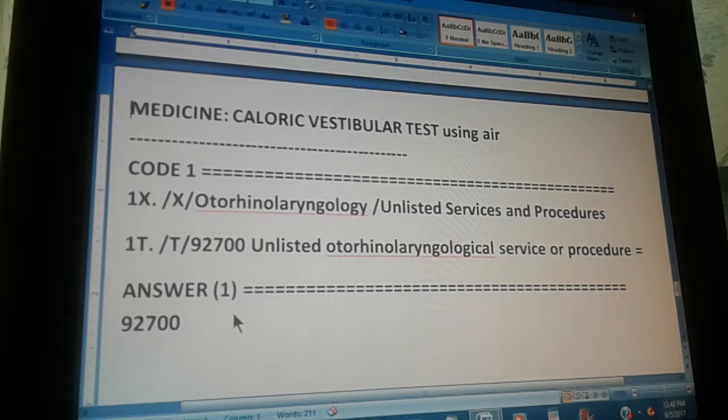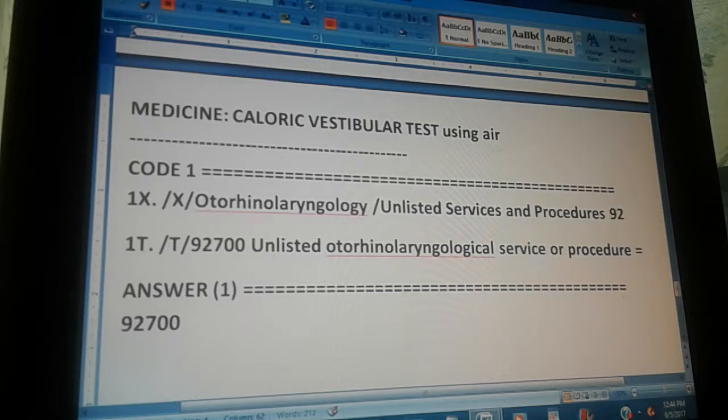All right. This is the summary of the whole problem. This is the medicine section of the CPT code book. It's a caloric vestibular test using air, so it's only one code, and the code is found through the index like this. First you go to the index. You start with otorhinolaryngology, and then you go to unlisted services and procedures, because you can't find it. But there's a code for all the procedures that are not found.